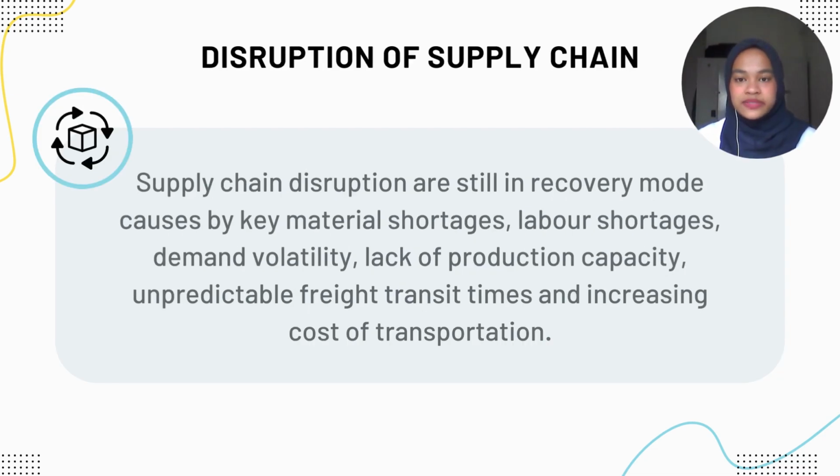Supply chain risk and supply chain management have moved to the top of everyone's agenda since the beginning of the COVID-19 pandemic. Even though it has been 2 years into the pandemic, the global supply chain continues to sputter and break down. Supply chain disruptions are still in recovery mode more than 2 years after the pandemic, caused by key material shortages, labor shortages, demand volatility, lack of production capacity, unpredictable freight transit times, and increasing costs of transportation.